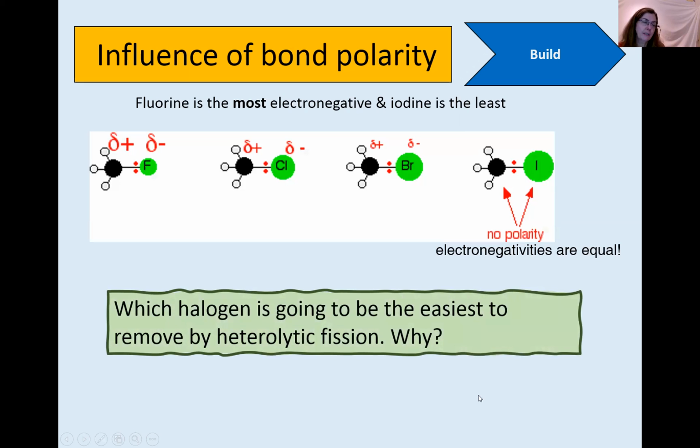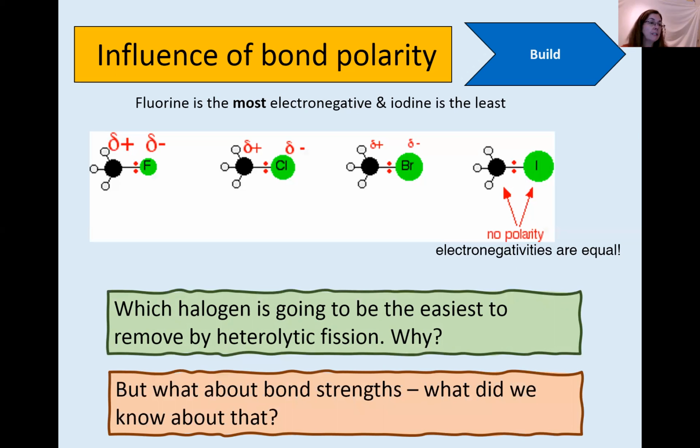So the question is, it might be a trick question this, which halogen is going to be the easiest to remove by heterolytic fission? Heterolytic. Okay, and why? So pause, have a think, write it down on a scrap piece of paper, and then let's have a look at the answer, or at least my hint anyway. Did you consider the bond strengths that you learnt just on the previous slide? What do you know about the bond strengths? Because that will tell you which will break the easiest.